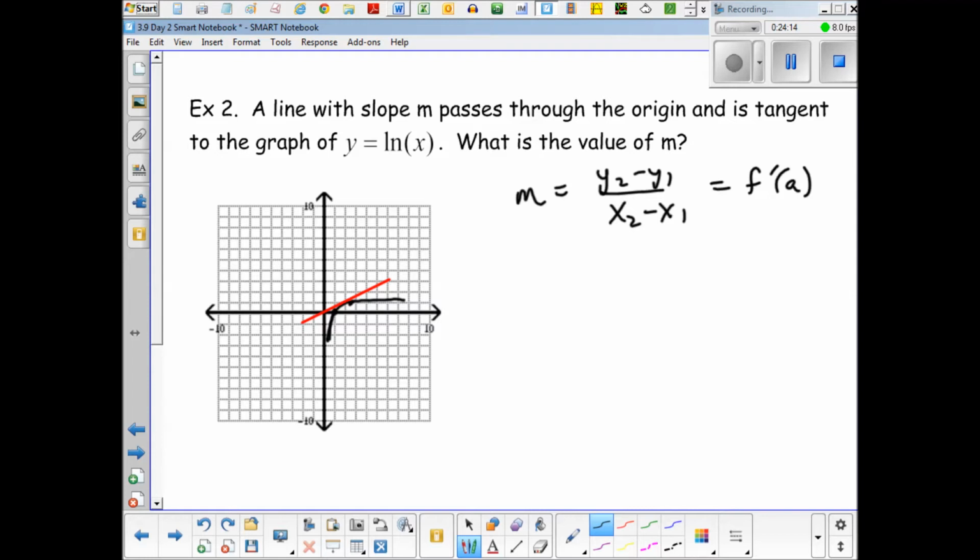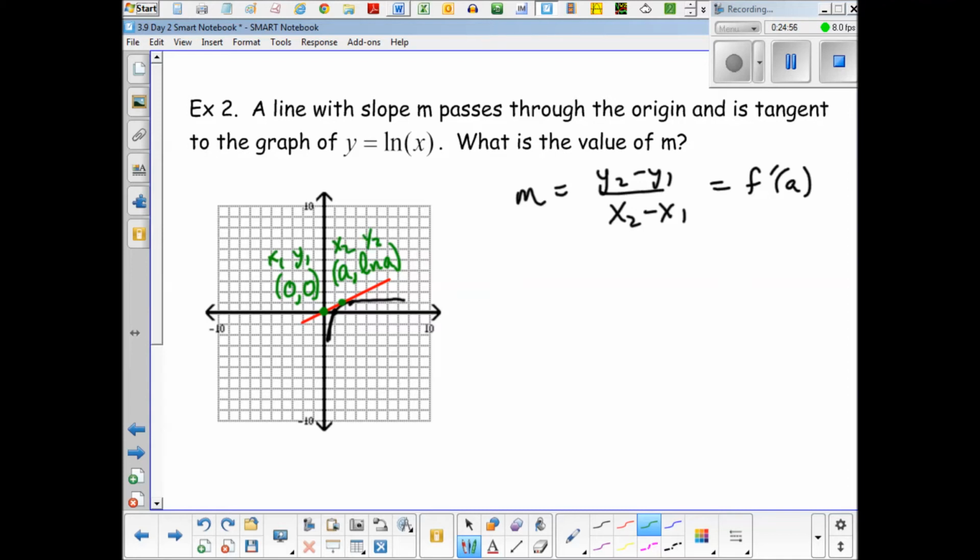So what are my x1 and y1? That would be the origin, point (0, 0). What is my x2 and my y2? Well, that's the point on the curve. I don't want to put x2, y2; I'm going to put something like (a, ln a), because this point is on the natural log graph. So it should obey the rule where the x value and the y value are related according to the function. So this is basically a and f of a.